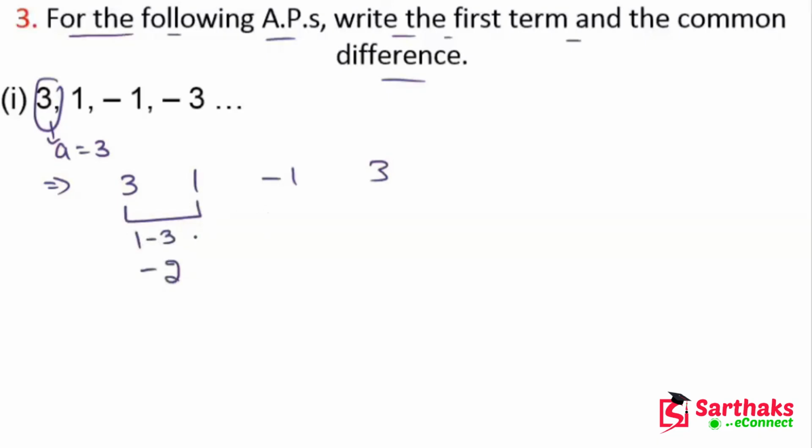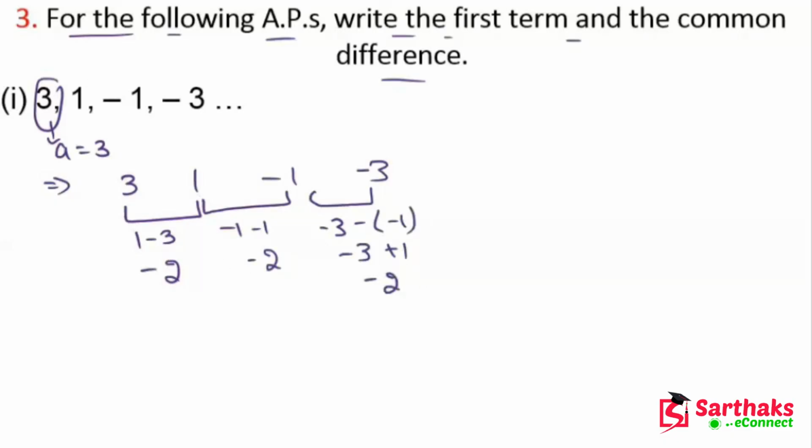What is D? D is A2 minus A1. What is A2? This is 1 and A1 is 3. Now in this case, minus 1 and 1. Minus 1 minus 1, we get again minus 2. Then this is minus 3 and this is minus 1. Then minus 3 plus 1 and we get minus 2.